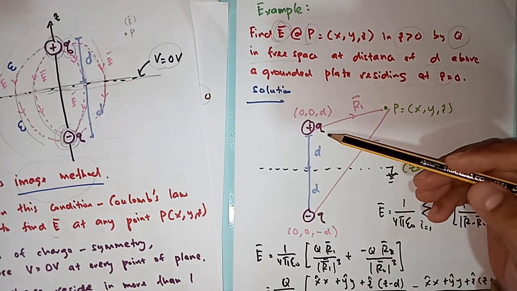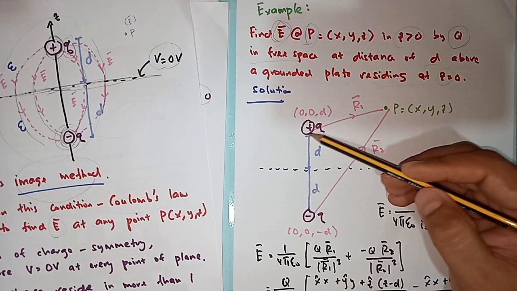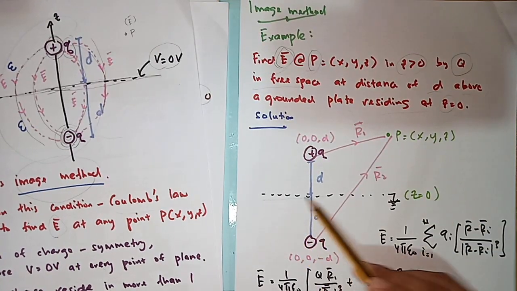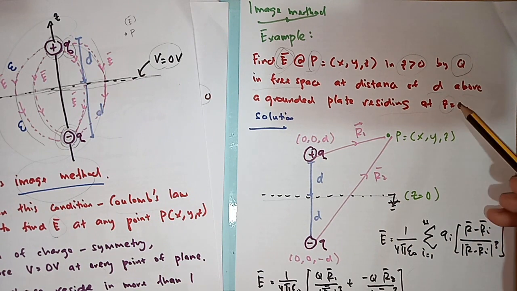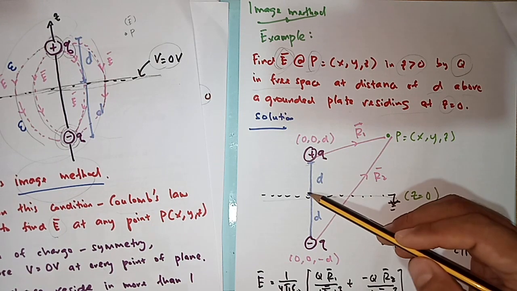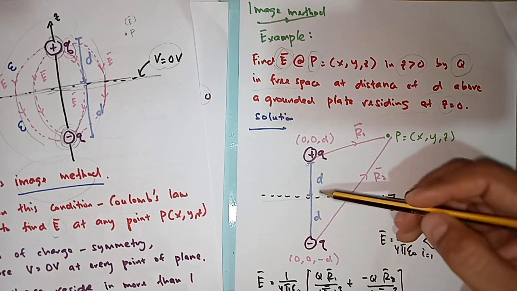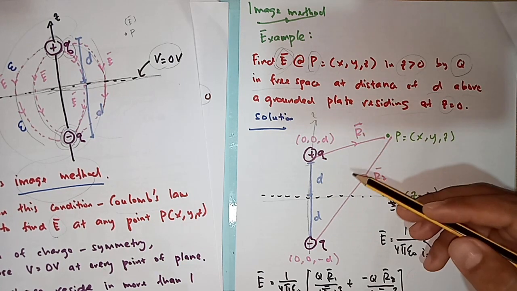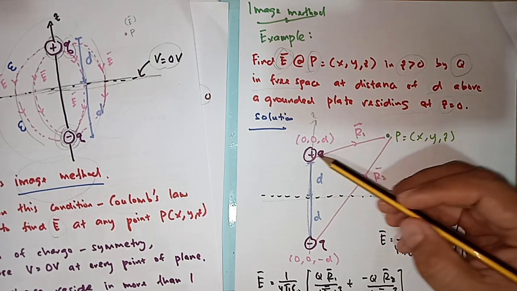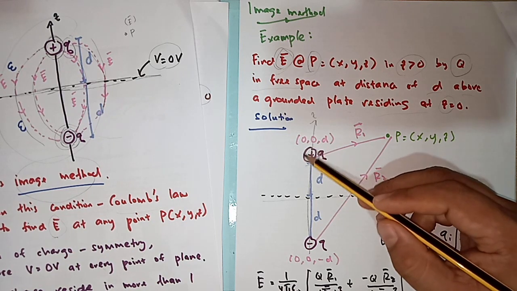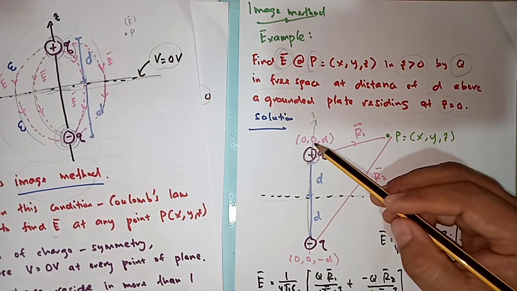So we have a case like this one. We have a positive Q here, and this is our grounded plane. The Q is located at a distance of D here, and this is our Z axis, so we can assume the coordinate for this particular charge is 0, 0, D.